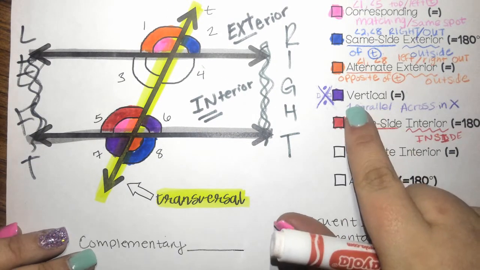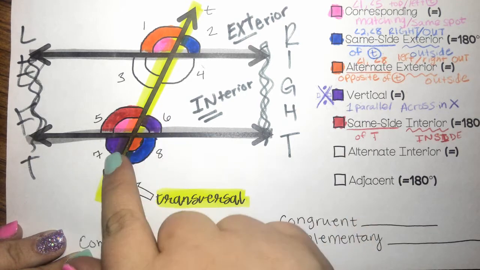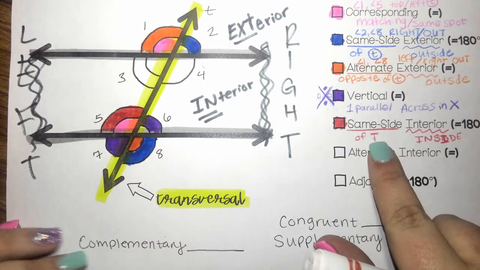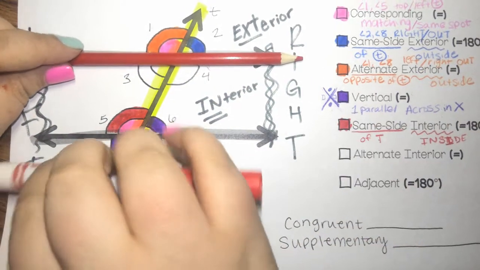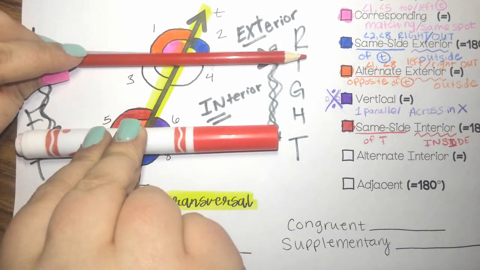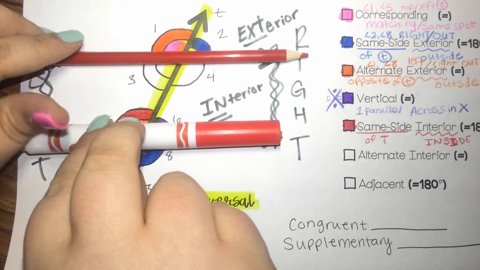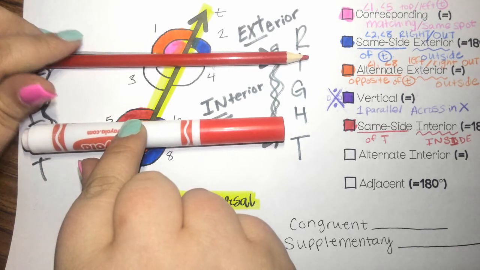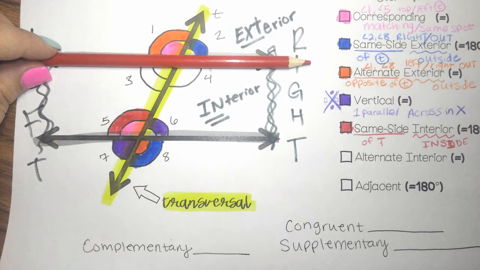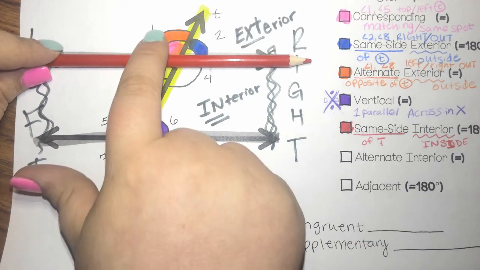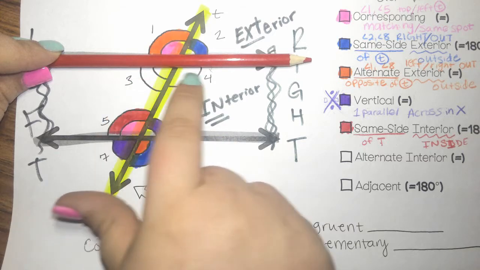Now, this isn't vertical, so I don't have to be on the same spot of the X. I don't have to make an X because this is the same side. So I'm not making the X, which means I can use both parallel lines again. Now we are talking about angle 5, which was the bottom parallel line. So its same side interior will come from the top parallel line. That means my options are 1, 2, 3, or 4.